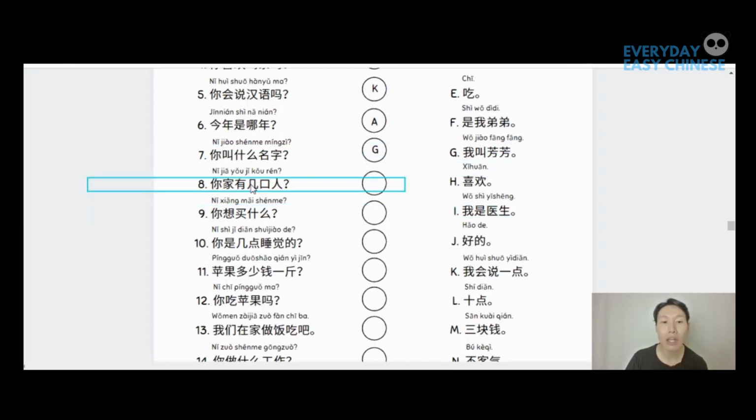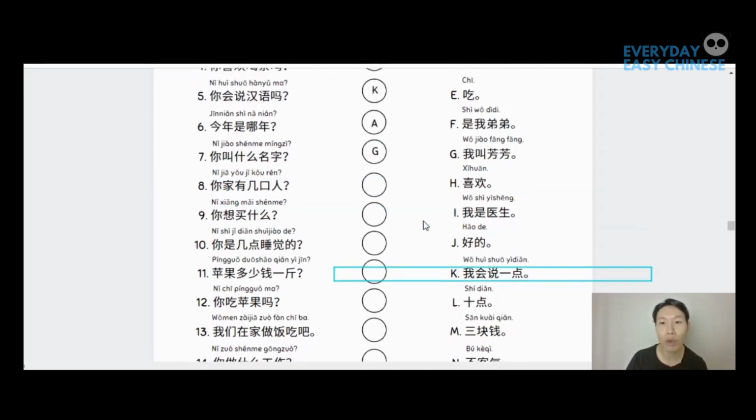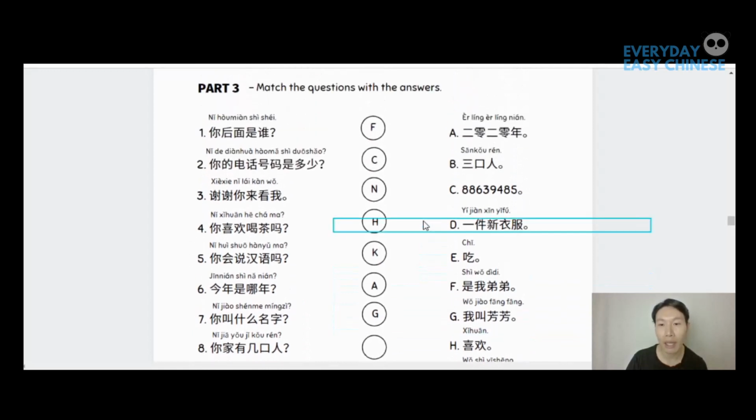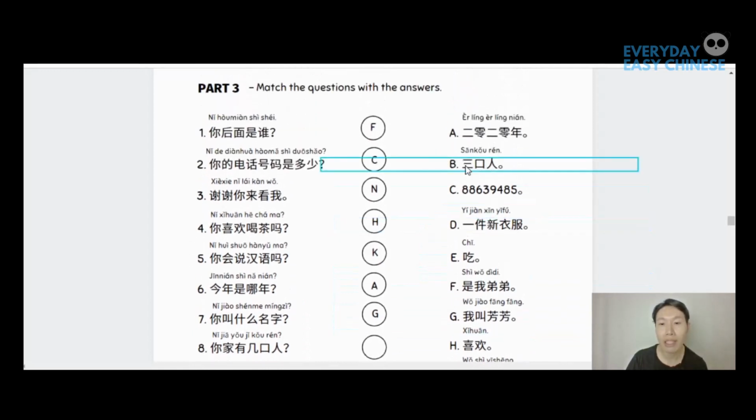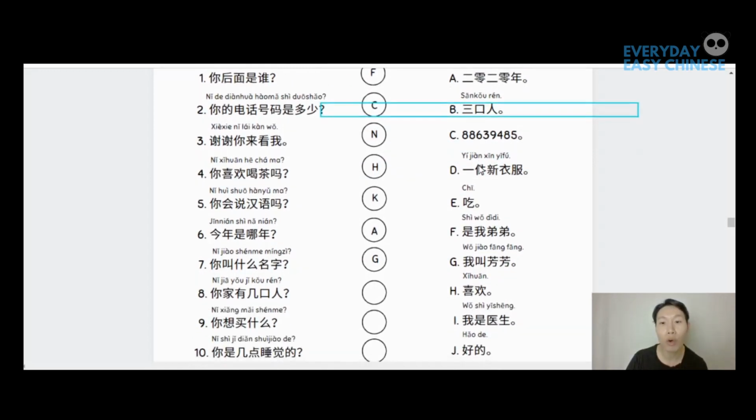Okay. 你家有几口人? How many people are in your family? So we're looking for a number here. And over here we have 三口人. 口 is actually the measure word for people here. So this is B.